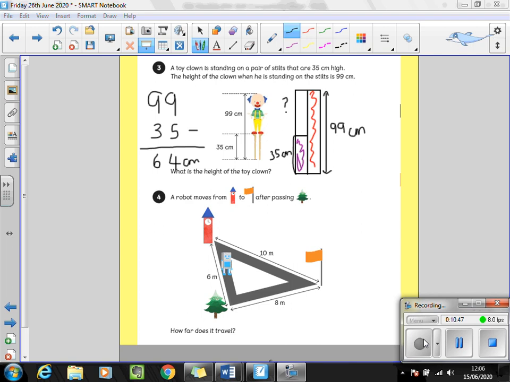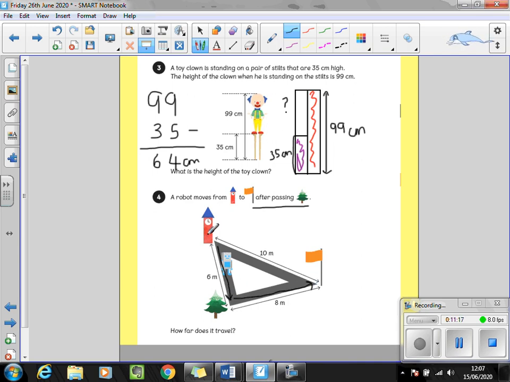Now this is a bit of a trick question because the robot could move quite easily from the clock tower to the flag and it would have meant he travelled 10 metres, but this is the trickier bit of the question. He has to move from the clock tower to the flag, but he has to pass the tree. So you should have been able to see that he needs to go up the road to the tree and then across to the flag.